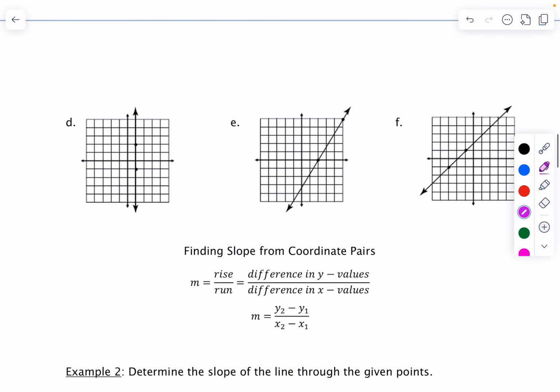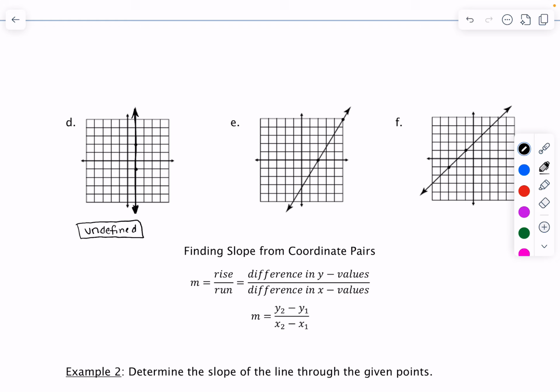Three more examples here. I'm going to highlight my points. This is a vertical line right here in letter D. Again, it's a little bit hard to see, but this is a vertical line. And vertical lines are scary skiing. Going straight down, that is undefined slope. So the slope for letter D is undefined. It's not positive, not negative, it is undefined.